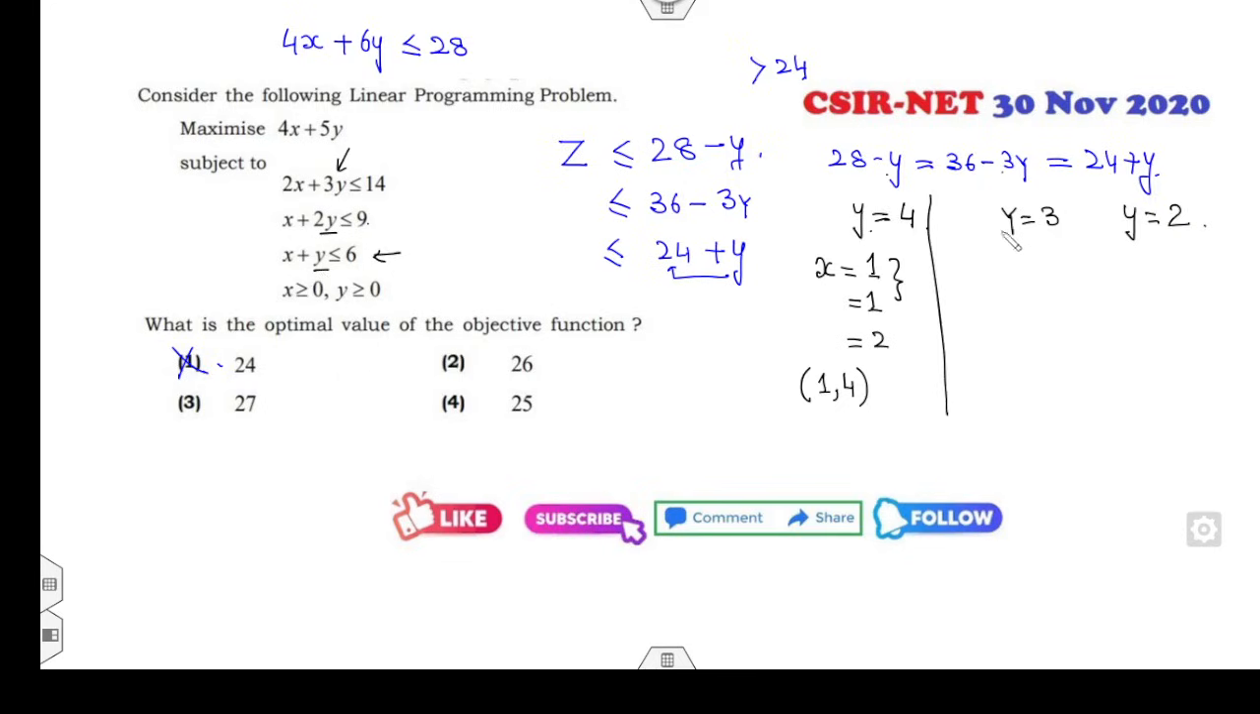Look at the second case. When y is equal to 3, 9, the value of x will be 5 by 2. Y is equal to 3, 6, 3. Y is equal to 3, 3. Now yes, again two equations are satisfied. So 3, 3.